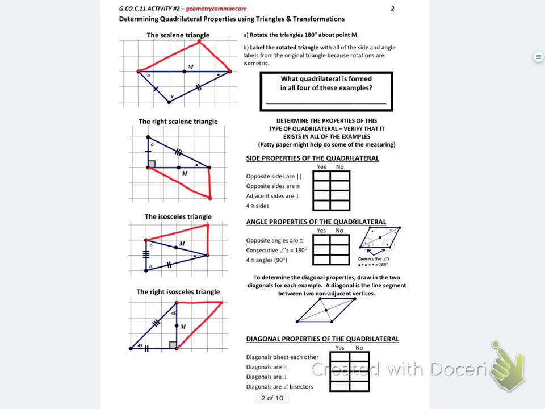Okay, so what we're doing is looking at a specific type of quadrilateral. What would you call all four of these? Parallelograms. These are all four parallelograms. We've got parallelograms, rectangles, rhombi, and squares. We're going to look at all four of them, but today we're focused only on parallelograms. So keep that in mind. Here, let me write this in. So all four of these are parallelograms.